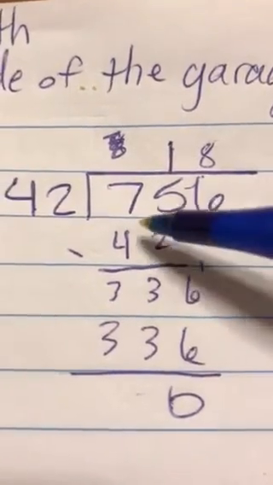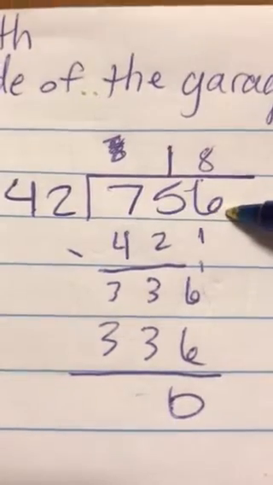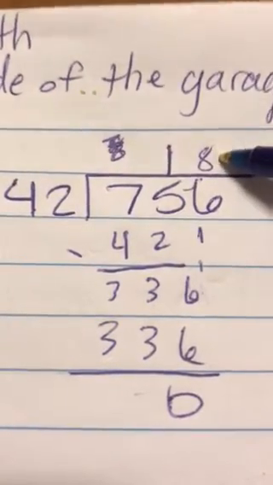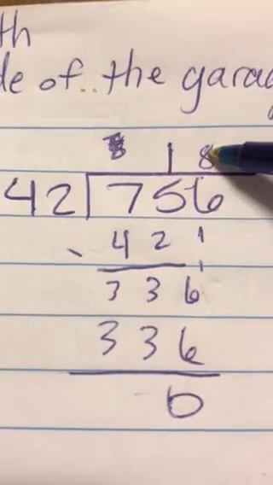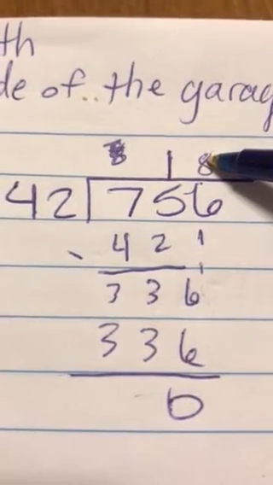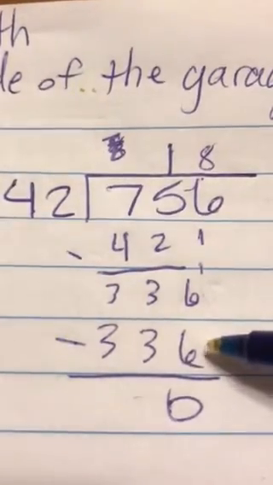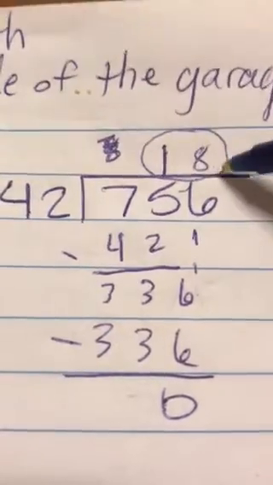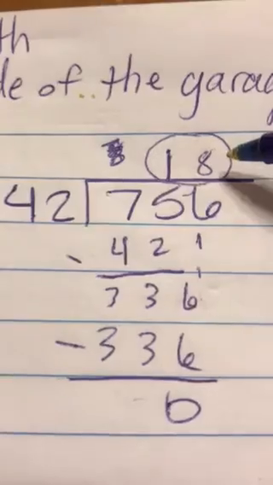So when we got back up here, we're going all the way over. We just brought down that 6, so we've just used this whole number. The 8 is going to go above that 6 because that's the last number we brought down. So now I've got 8. Anytime I write a number here, I'm going to go over here and multiply. 8 times 42, we already know that, is 336. Now I have 0. So my answer was 18. 756 divided by 42 is 18.